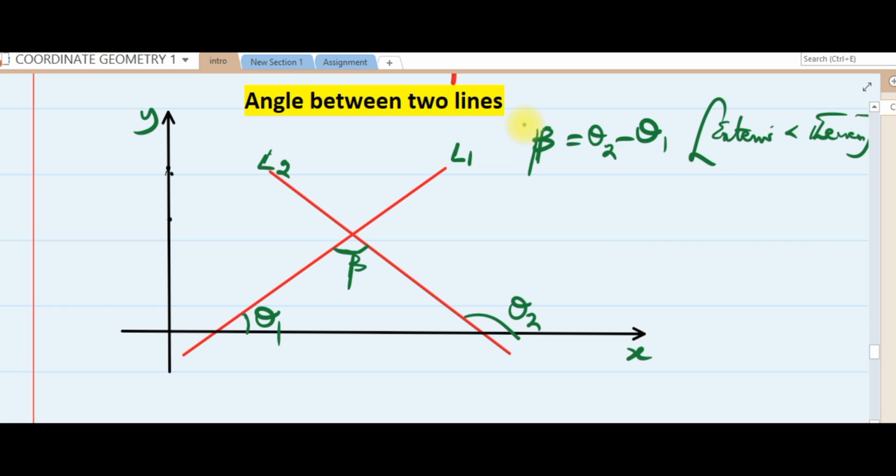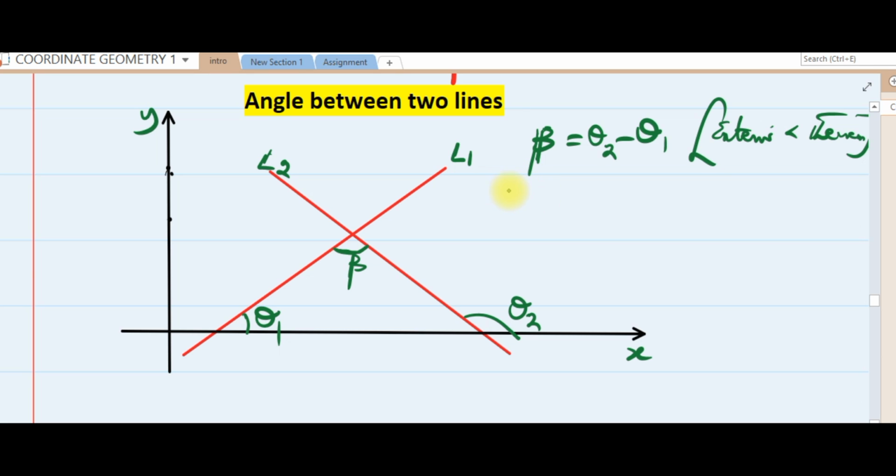So this is the first thing we have to know. Once we know the angle made by each of the lines, the difference is the angle between the lines. So again, because our next subheading is parallel and perpendicular lines, let's now introduce tan to both sides.